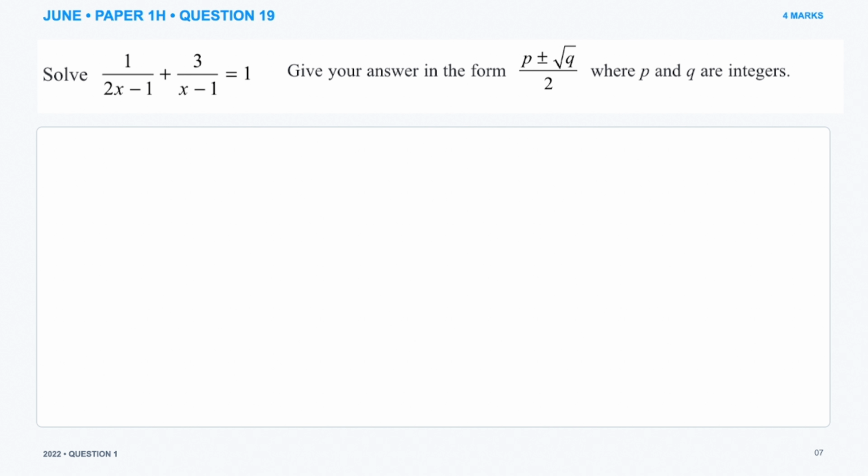We have to solve this equation and give our answer in the form p add or minus square root of q all over 2, where p and q are both integers. So let's start by doing what we did for our first question, and that is getting a common denominator. To get our common denominator, it's again simply just our denominators multiplied together.